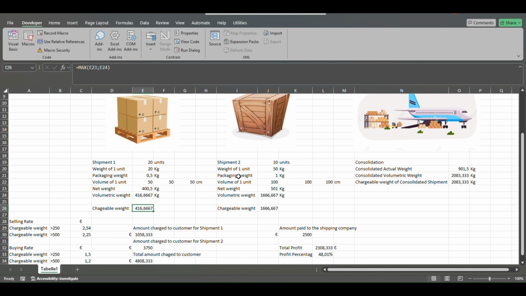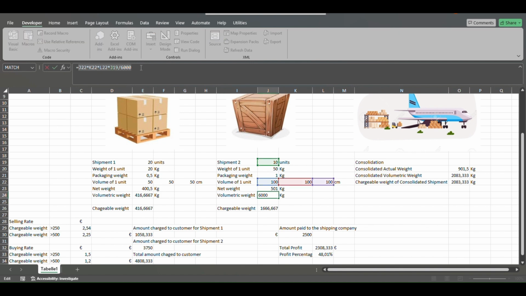Shipment 2 has 10 units, the weight of each unit is 500 kilograms. The packaging weight is 1 kilogram. The volume of one unit by dimension is 100 centimeter by 100 centimeter by 100 centimeter. Therefore the volume of one unit is 1 million cubic centimeter. The net weight is calculated in the same way as we did for shipment 1, so the net weight comes up to 501 kilograms. The volumetric weight is 1666.67 kilograms. You can check the formula here.